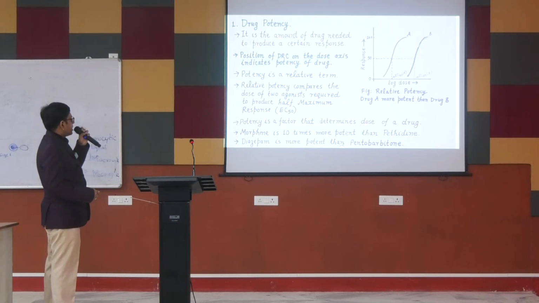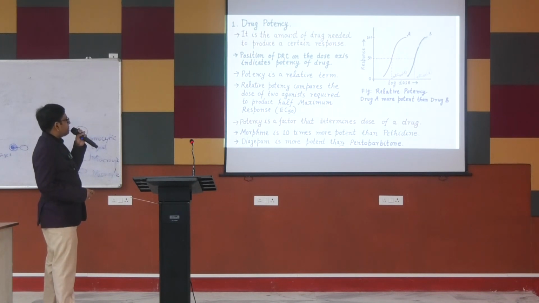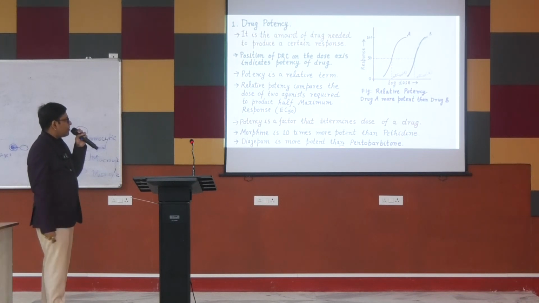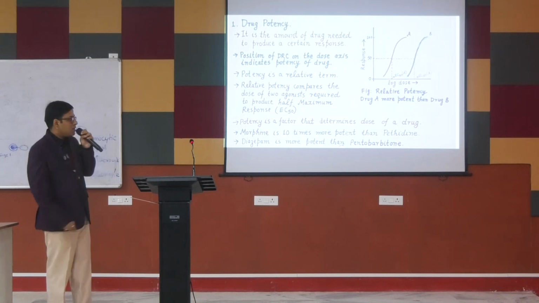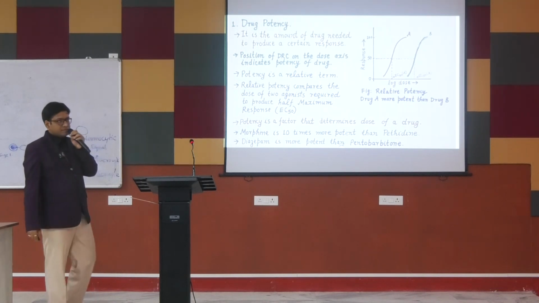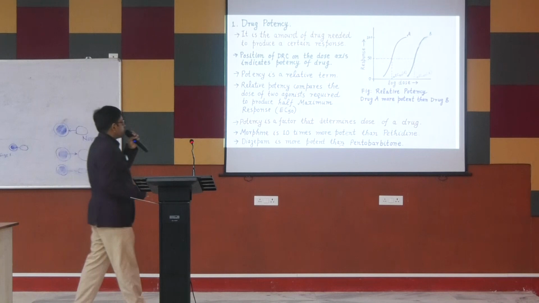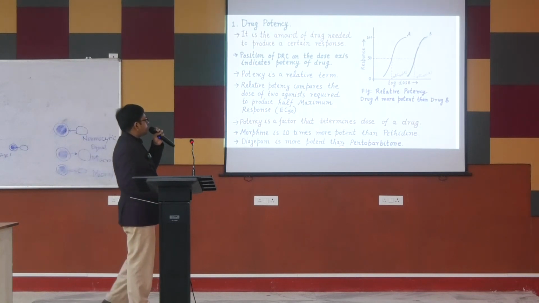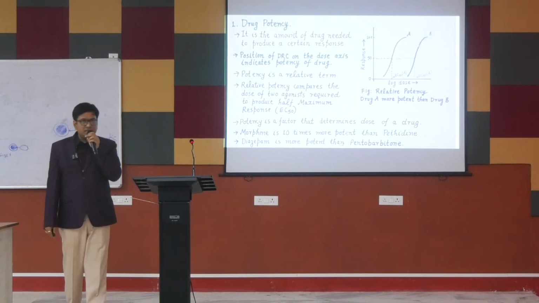Now, the dose of the drug that produces 50% of the maximum response. See, this is the dose which is producing 50% response. When you go up from here and then to here, you get 50%. So, the dose of the drug that is producing 50% of response is actually the potency. The amount of drug or the dose of drug that produces 50% of maximum response is the potency.